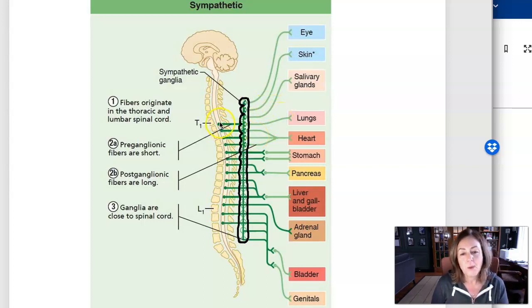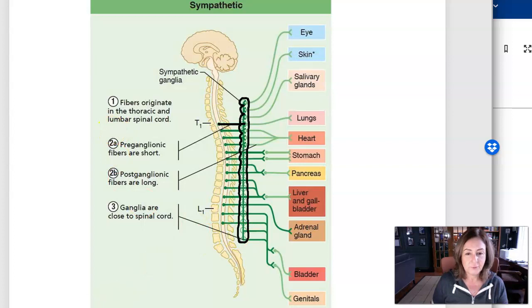And when this preganglionic sympathetic fiber enters into this ganglion, this is where it usually synapses with the postganglionic fiber. So your preganglionic fiber is pretty short, because this ganglion is very close to the spinal cord. I'm going to show you another picture in a second. And then your postganglionic fiber would be much longer, going all the way out to the effector. So that's the basic setup of the sympathetic nervous system.